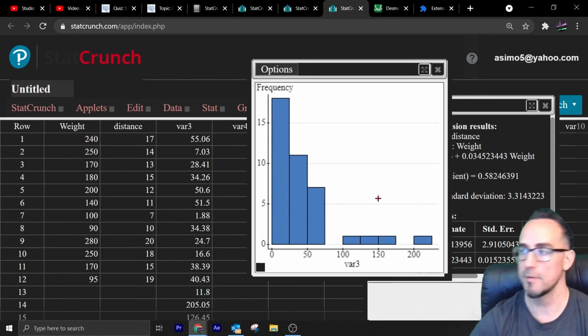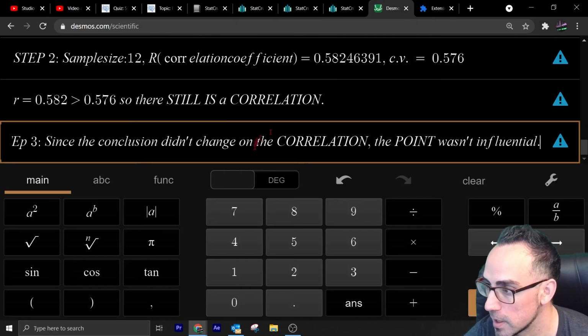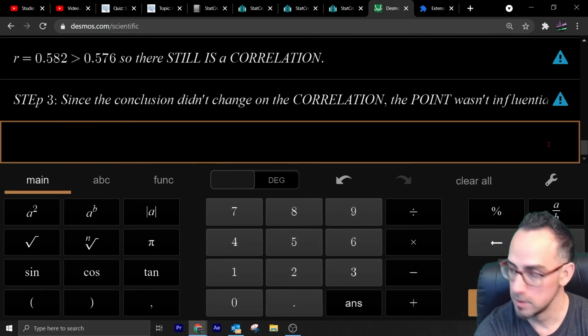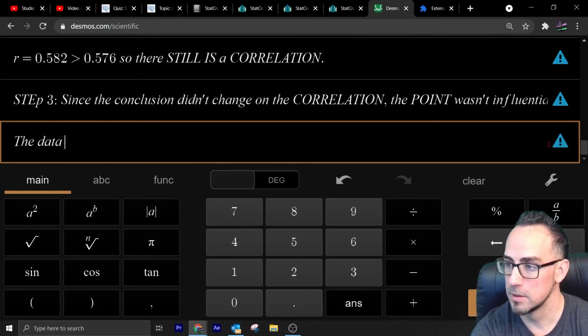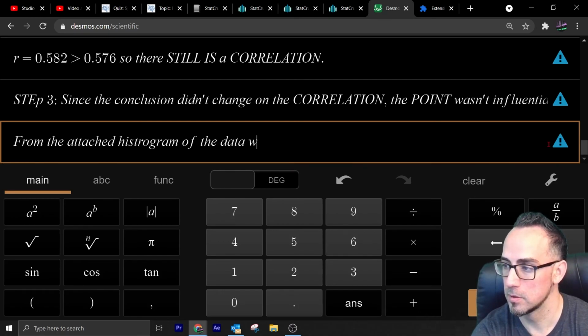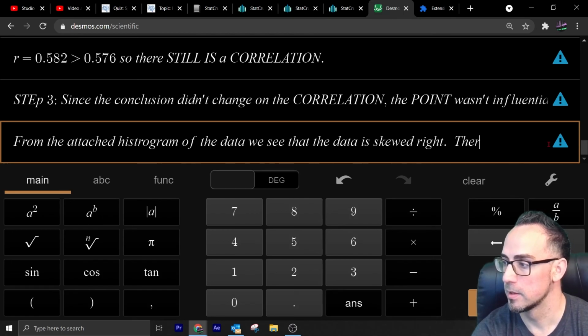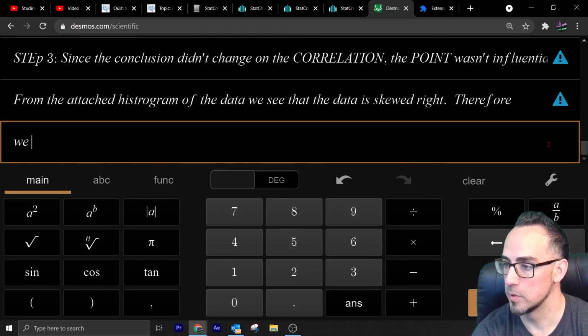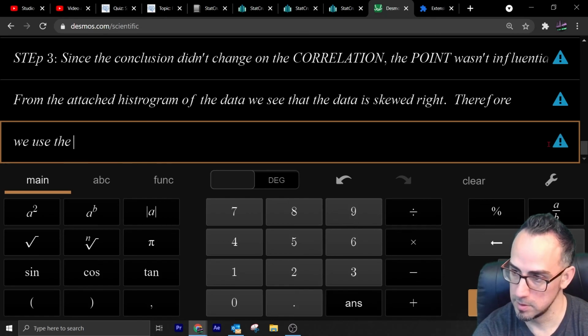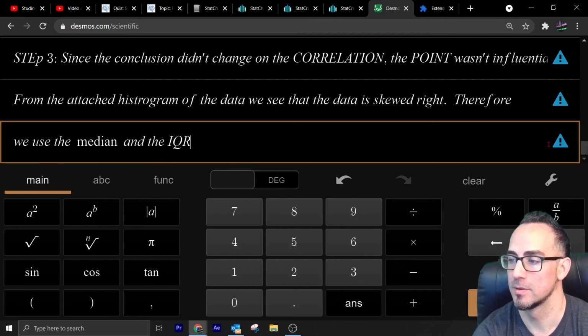Maybe insert this graph to show your work and say something like, to show your work, you could say, from the attached histogram of the data, we see that the data is skewed right. Therefore, we use the median and the IQR. That's it.